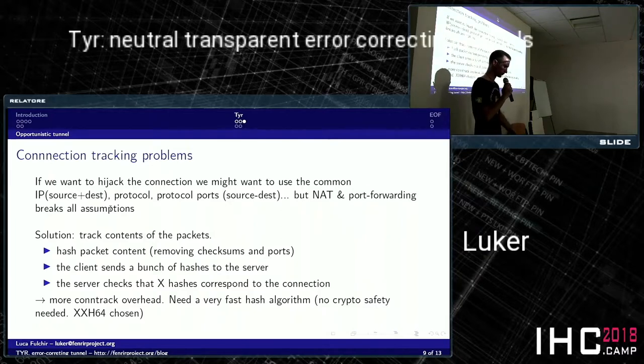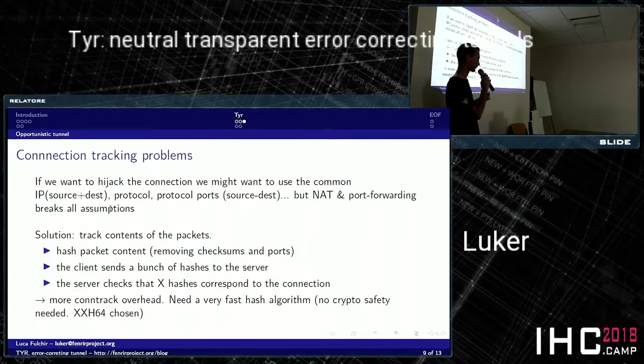And the only way to check if what the client is sending and the server is receiving are the same is to control the hash of the data of any packet that you receive. This means that there is a bit of overhead for the connection tracking, and that we have to pay attention to use a very fast hashing algorithm.